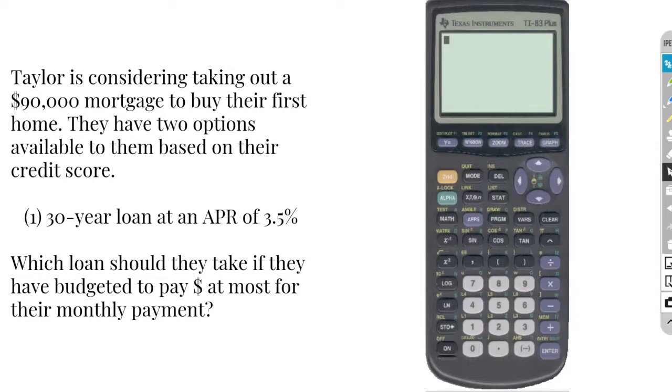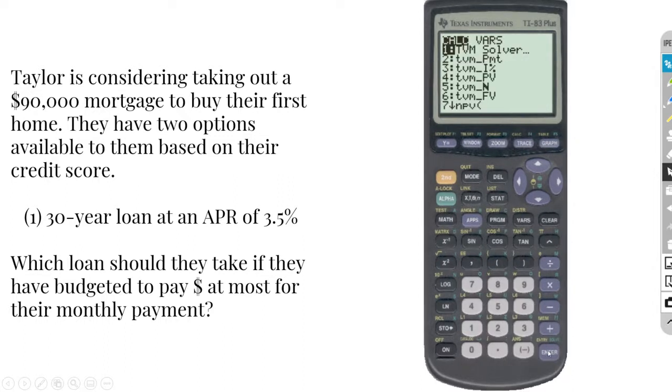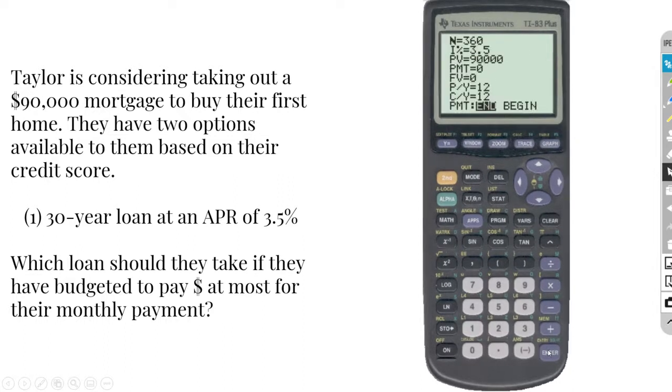All right, so if we take the first scenario, we're going to turn our calculator on, and we're going to press apps, and then we're going to click enter for finance, and we're going to click enter on TVM solver. So when you get to this place, it's time to enter all of our information. We've been told that we have a 30-year loan and we're doing monthly payments. So N is going to be 30 times 12. That's where that 360 comes from.